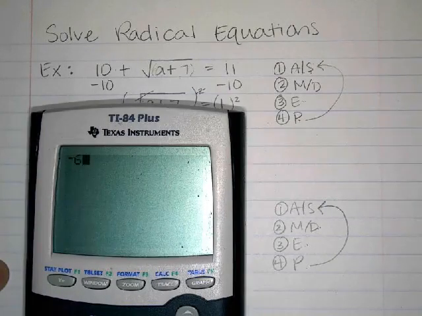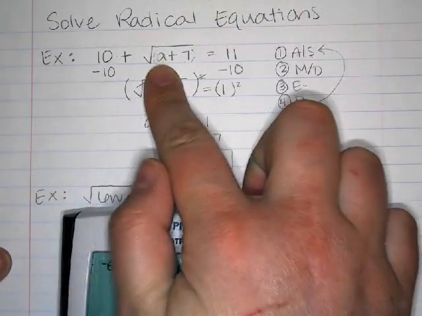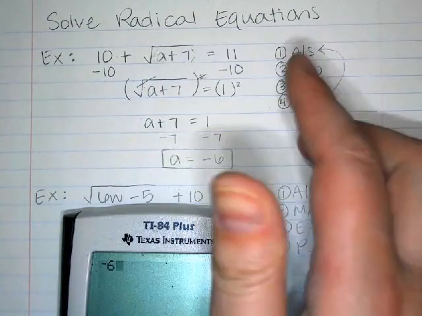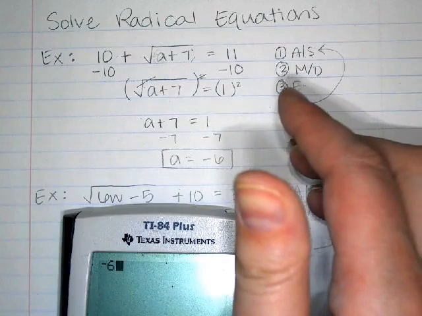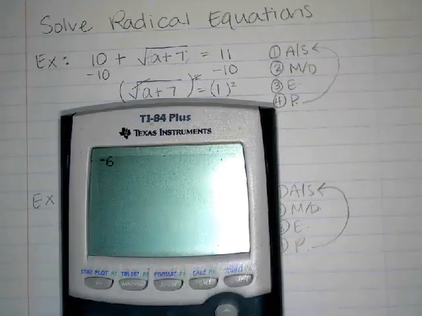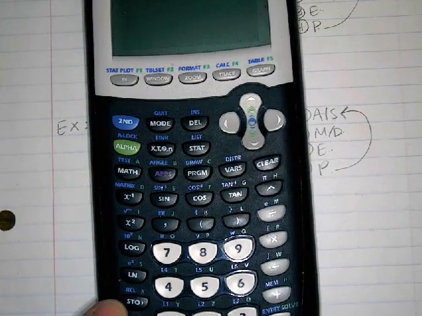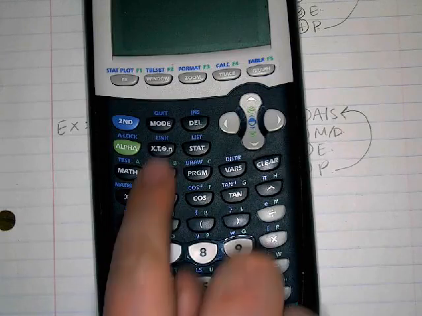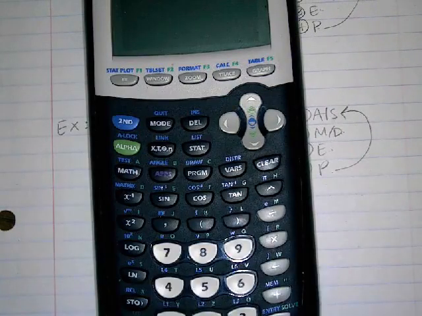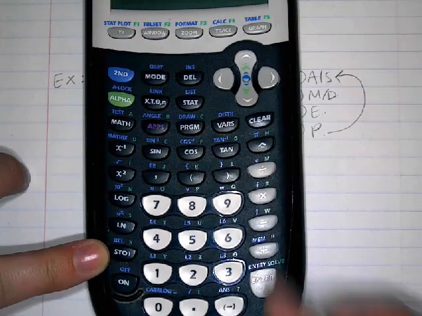Do you guys want to store it as x and just type an x in here, or do you actually want to use the letter A? X? We're okay with X? So I typed in -6. Now I'm going to hit the store button right down here, store, and then hit X. So -6, I'm storing it as X. The store button is right above the on button.